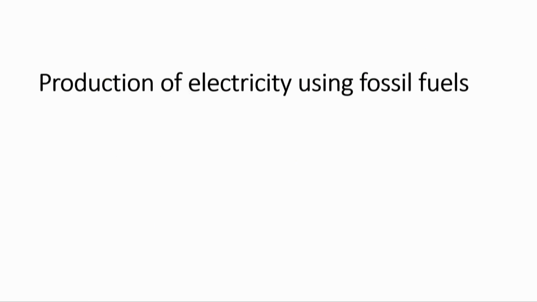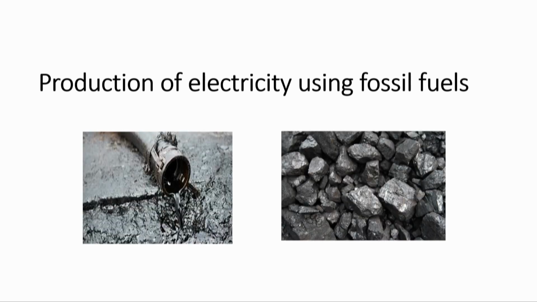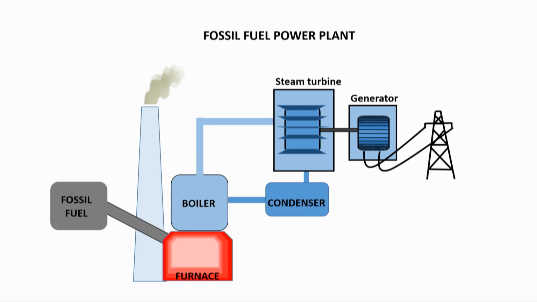Let us now see how electricity is produced using fossil fuels. Electricity is produced using oil and coal in power plants. The figure shows the main parts of a power plant using fossil fuel.